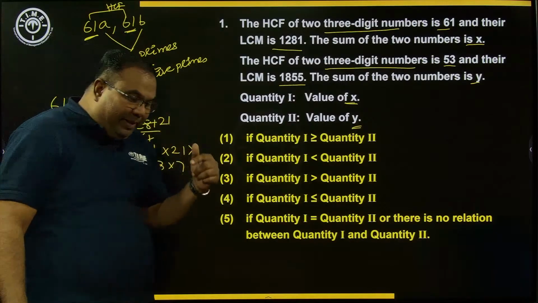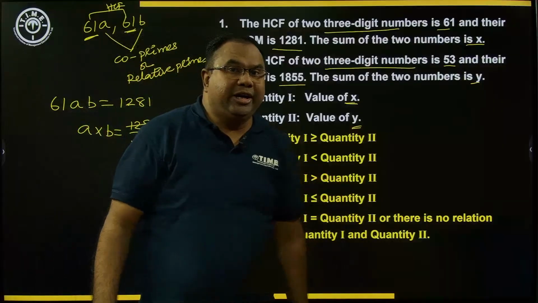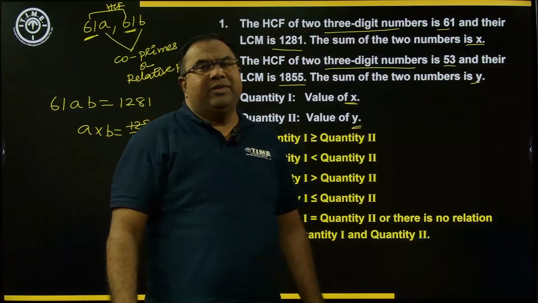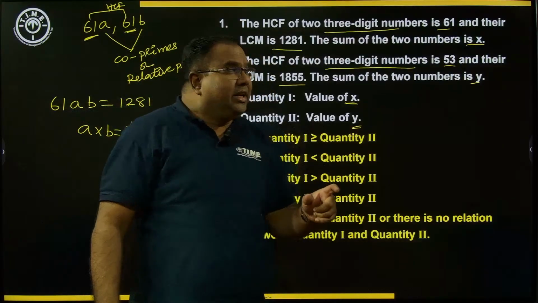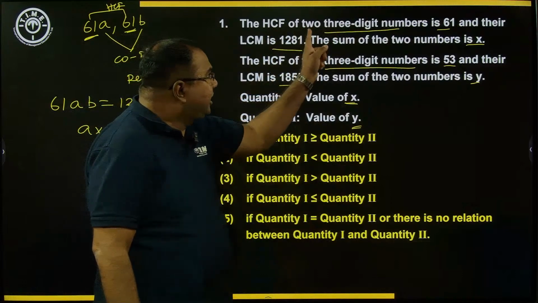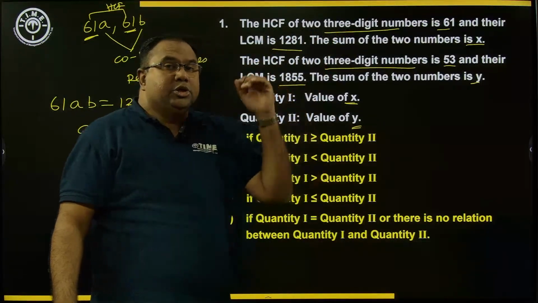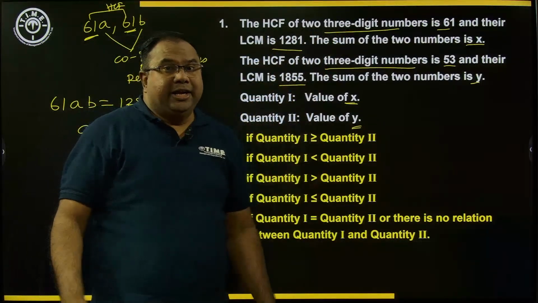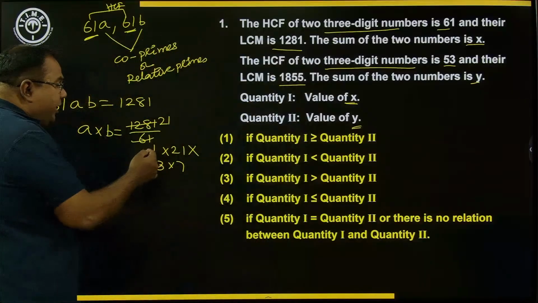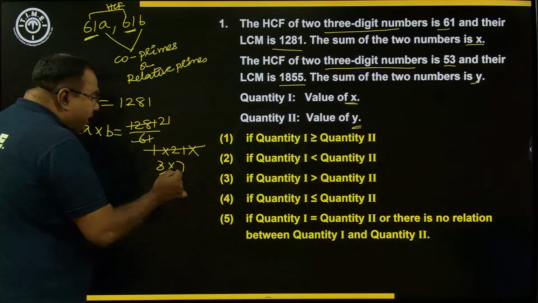61 into 21 will be a 4-digit number. 60 into 20 is 1200, and 61 into 21 will be more than that, so it is a 4-digit number. But clearly it is given in the question, in the information, that it's a 3-digit number. So it cannot be 60. It cannot be this option, 1 and 21 is not possible. So the only possibility is 3 and 7.